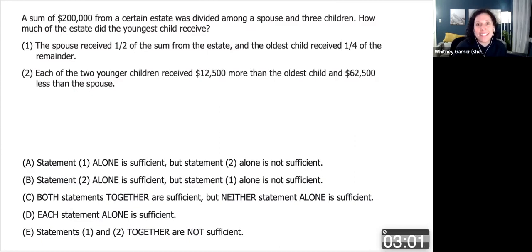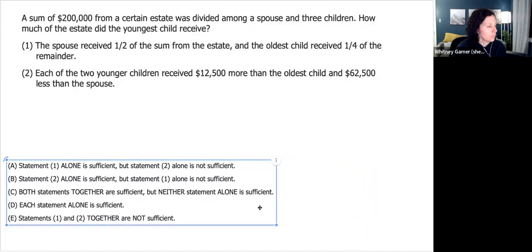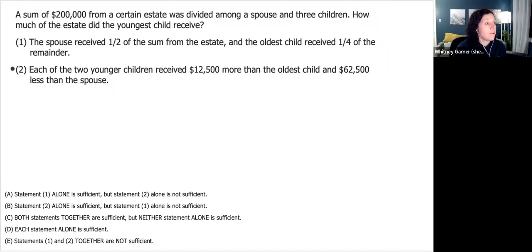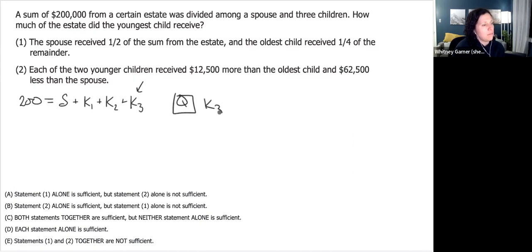All right. So if you haven't done so yet, go ahead and send me your answer. Our upfront question: the sum of $200,000 was divided among a spouse and 3 kiddos. So I'm going to say that 200 equals spouse plus K1 plus K2 plus K3. And then it asks how much the youngest child received. So I'll make K3 the youngest, with the kids numbered by age: firstborn, secondborn, thirdborn. So the question is, K3 equals what?